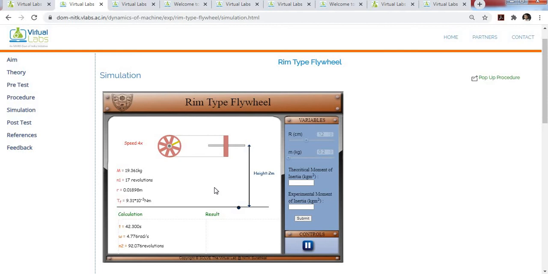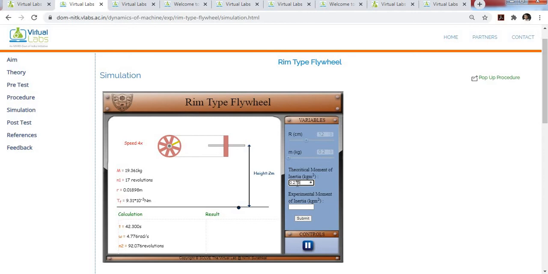How do we calculate it? For the theoretical moment of inertia we have the formula I equal to capital M capital R square. Capital M is the mass of the flywheel, 19.361, and capital R is the value we have already seen. We entered 12, the radius of the flywheel, which is in centimeter. We have to convert it into meter, that is 0.12 meter. I equal to capital M capital R square, so we multiply 19.361 into 0.12 square. You get the value and enter that value in that box, 2.278 by calculating. This is the theoretical moment of inertia.